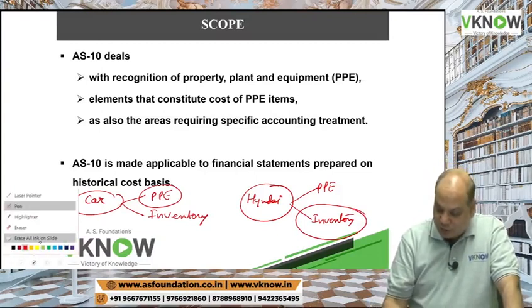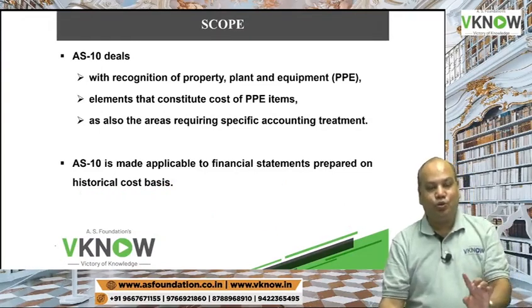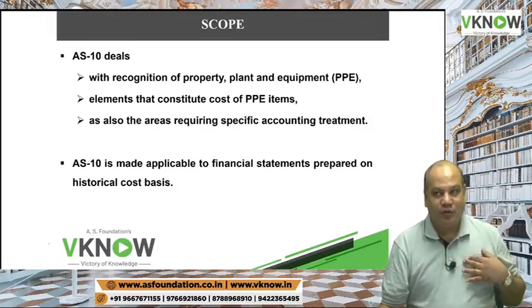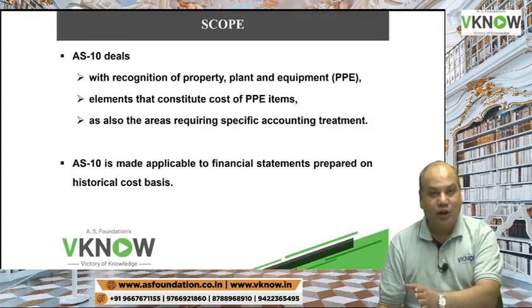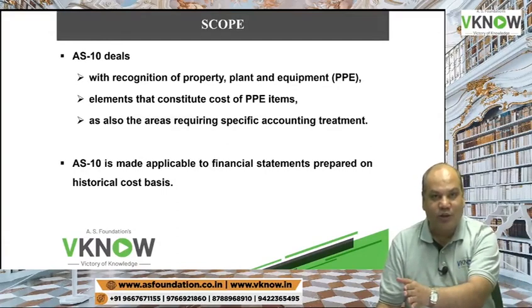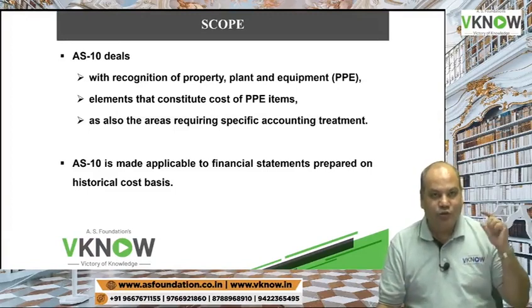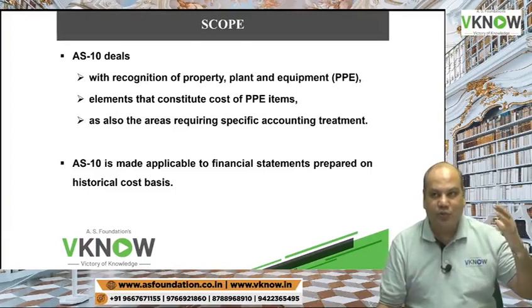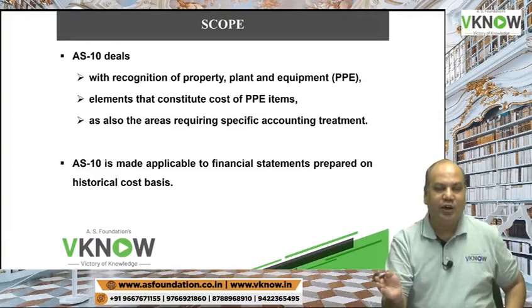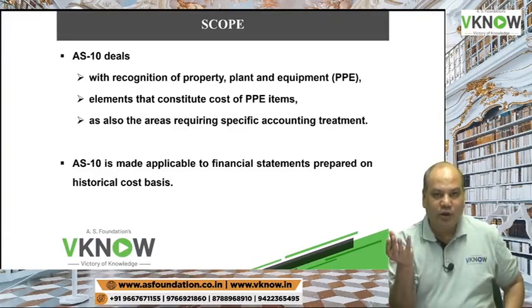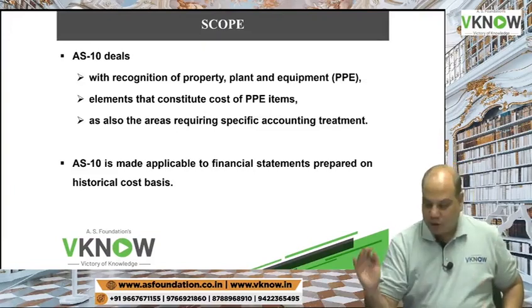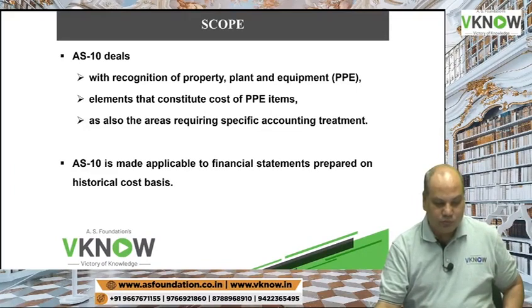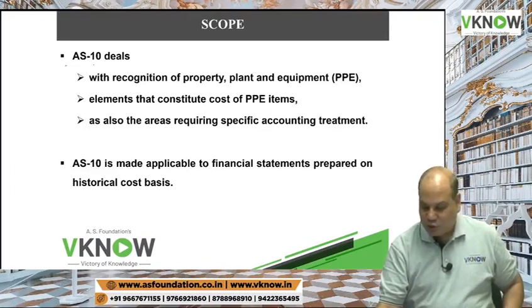Okay. So, how did you come to that conclusion that for a teacher, a car is PPE, but for the dealer or the manufacturer who is selling the car, it is an inventory? So, some basic concept must be understood to identify when a given asset is inventory or property, plant and equipment. So please come to AS-10 scope paragraph.